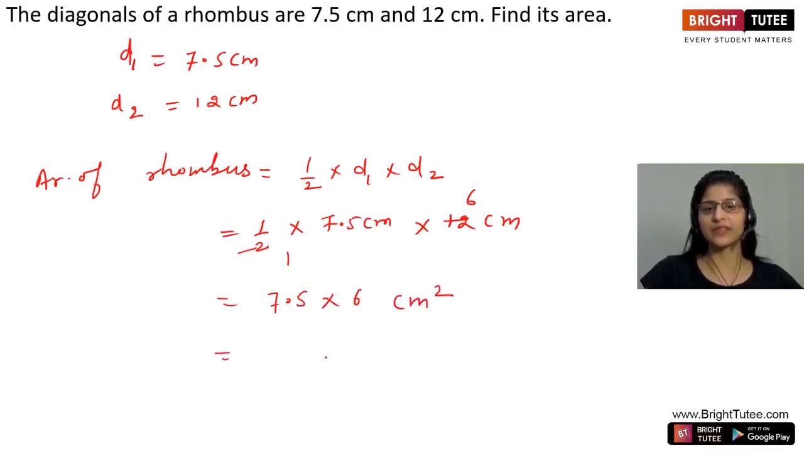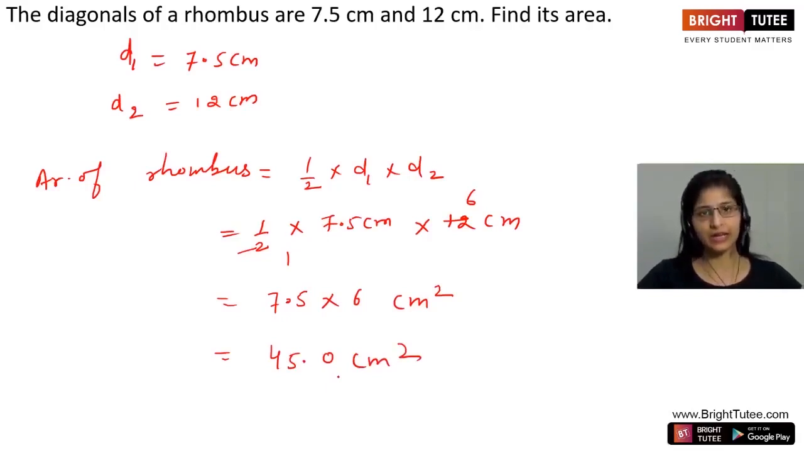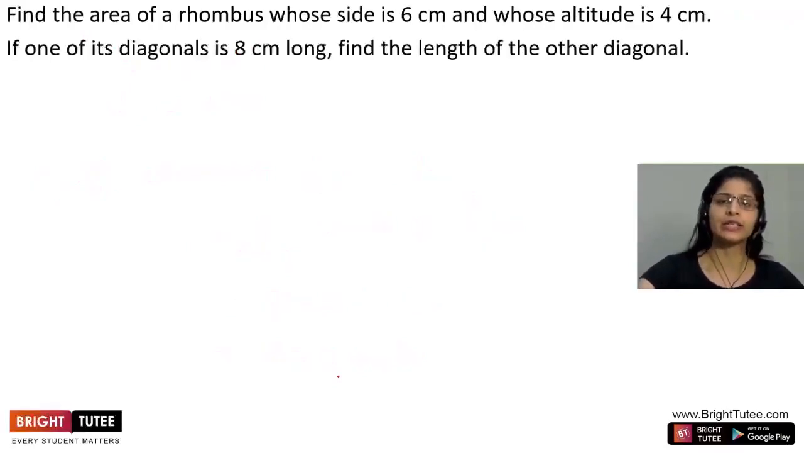So let us multiply. 6 fives are 30. 3 is the carry. 6 sevens are 42. 42 and 3 is 45. 45.0 square centimeter. That means the area of rhombus whose two diagonals are 7.5 centimeter and 12 centimeter is 45 square centimeter. Okay, let's move ahead.